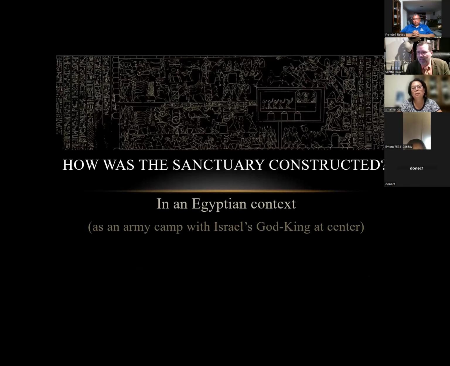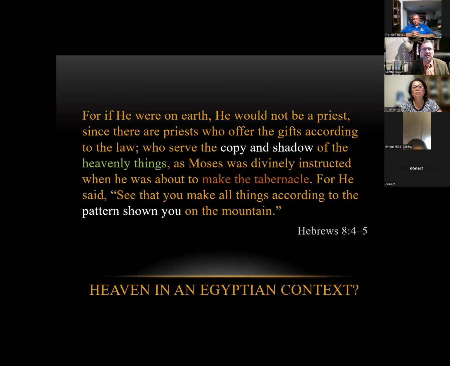During my defense, we talked a little bit about this, and some things came out that I thought were very special. One thing that we talked about was the context of Hebrews 8:4-5. I believe Paul wrote that. Paul said, "For if he were on earth, he would not be a priest." This is talking about Jesus. "Since there are priests who offer the gifts according to the law, who serve the copy and shadow of the heavenly things, as Moses was divinely instructed when he was about to make the tabernacle. For he said, 'See that you make all things according to the pattern shown you on the mountain.'"